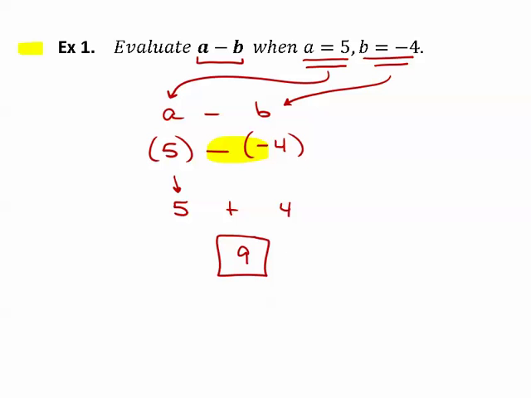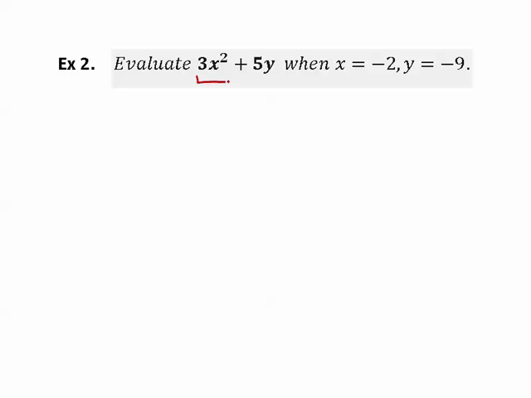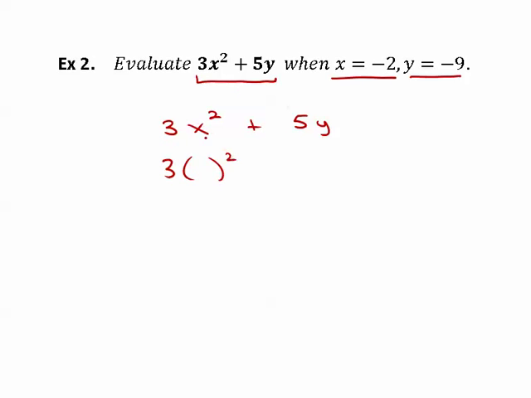So example number 2. This time we want to evaluate 3x squared plus 5y. This time we're given the value of x is negative 2 and the value of y is negative 9. Again, let's just write down the expression again. Sometimes I'll spread them out. It just kind of helps me stay organized here. And this time notice that the parentheses are really a big deal. The value of x is negative 2 and the value of y is negative 9.